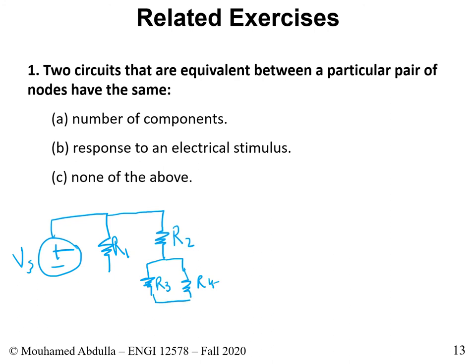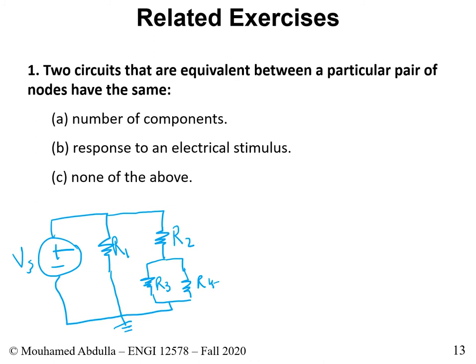And this comes like this. This comes here. And we close up here. And always good practice to show the ground as well. So you have a bunch of resistors here, R1, R2, R3, R4. And this is what you have.